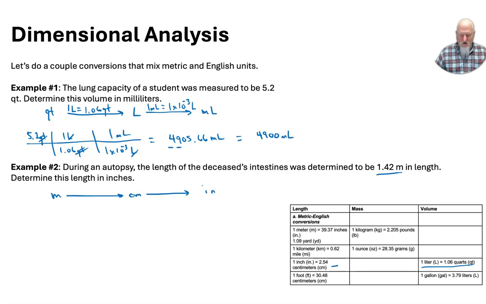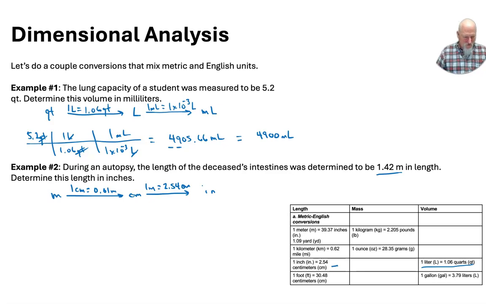Looking at our English to metric conversion, or vice versa, 1 inch is 2.54 centimeters. Okay, that's a centimeter. And meters to centimeters, that's going to be in our metric conversion. And 1 centimeter is 0.01 meters. Or 1 times 10 to the negative 2, whichever one you want to use. Okay, so I'm going to go from meters to centimeters to inches.